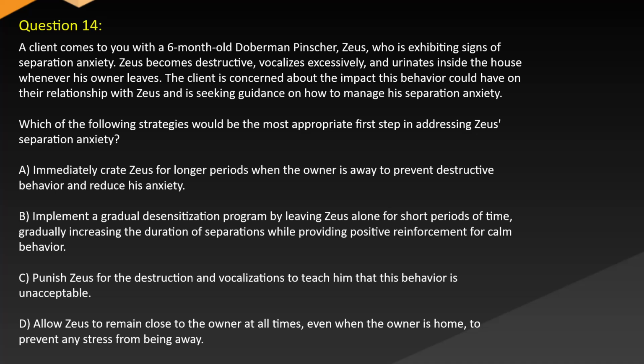Which of the following strategies would be the most appropriate step in addressing Zeus' separation anxiety? A. Immediately crate Zeus for longer periods when the owner is away to prevent destructive behavior and reduce his anxiety. B. Implement a gradual desensitization program by leaving Zeus alone for short periods of time, gradually increasing the duration of separations while providing positive reinforcement for calm behavior. C. Punish Zeus for the destruction and vocalizations to teach him that this behavior is unacceptable. D. Allow Zeus to remain close to the owner at all times, even when the owner is home, to prevent any stress from being away.